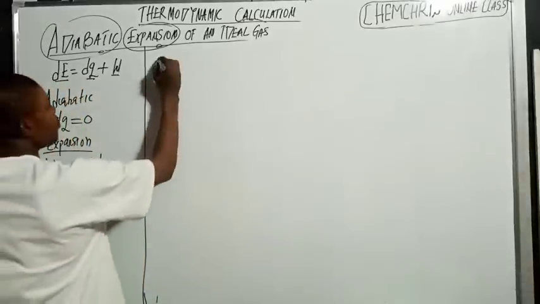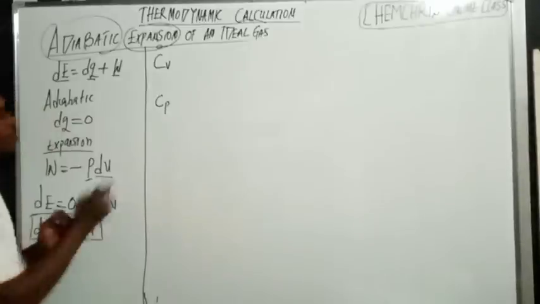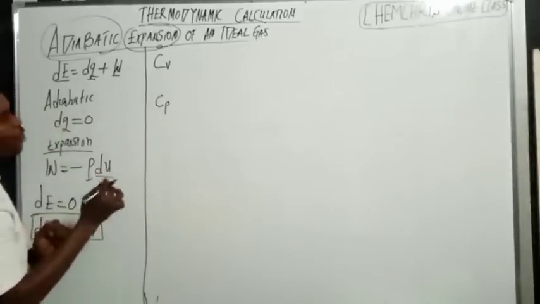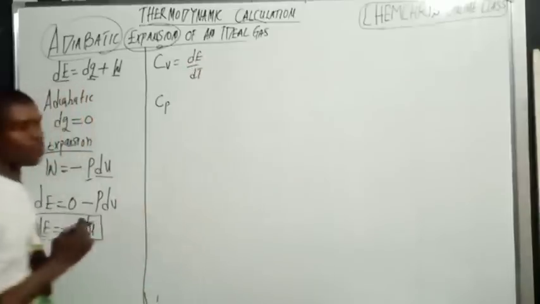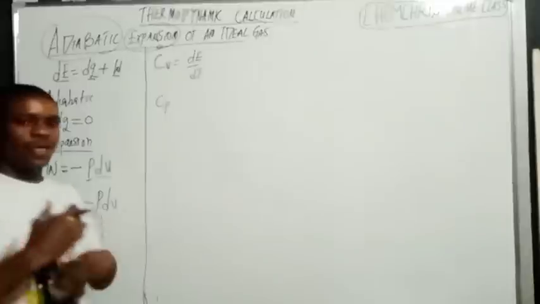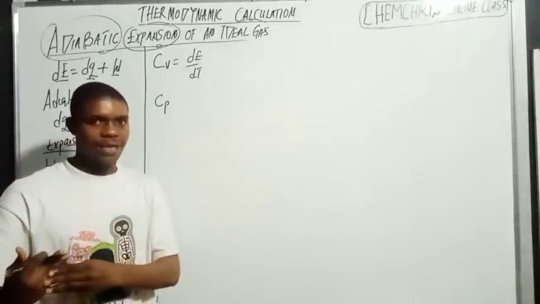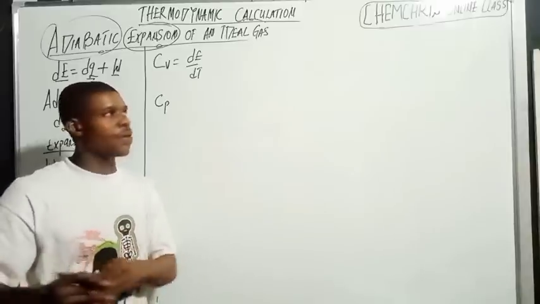Remember here we have molar capacity at constant volume and molar capacity at constant pressure, right? Now the formula for molar capacity at constant volume is the change in internal energy over the change in temperature, right? So this is what we did in our previous video. We talked about molar capacity at constant volume and molar capacity at constant pressure.